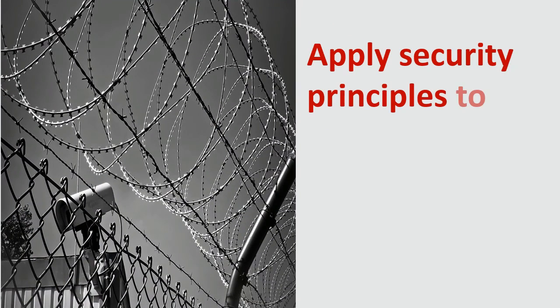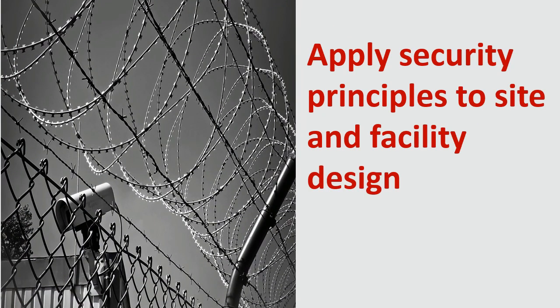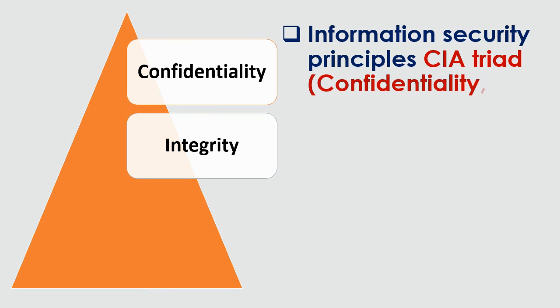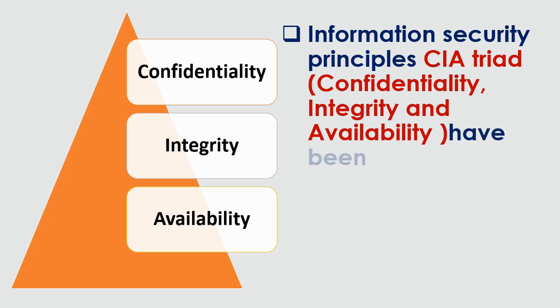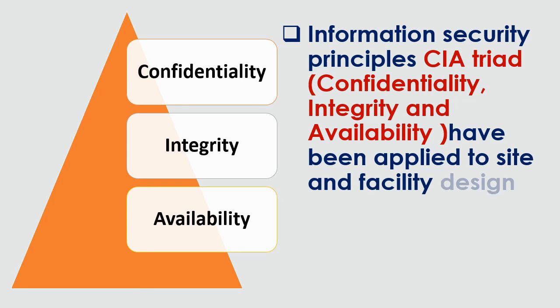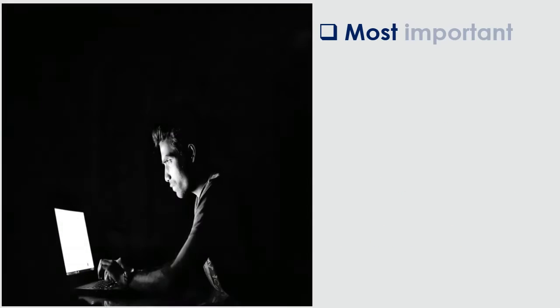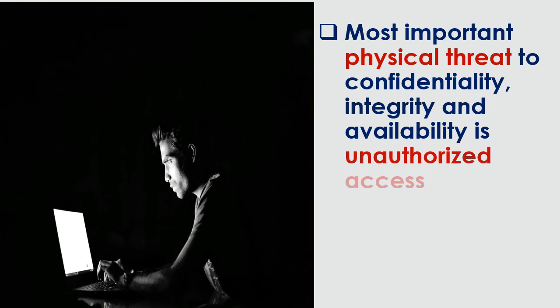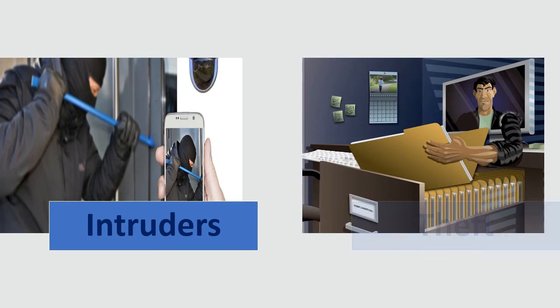Apply security principles to site and facility design. Information security principles, the CIA triad of confidentiality, integrity, and availability, have been applied to site and facility design. The most important physical threat to confidentiality, integrity, and availability is unauthorized access, for example, intruders and theft.